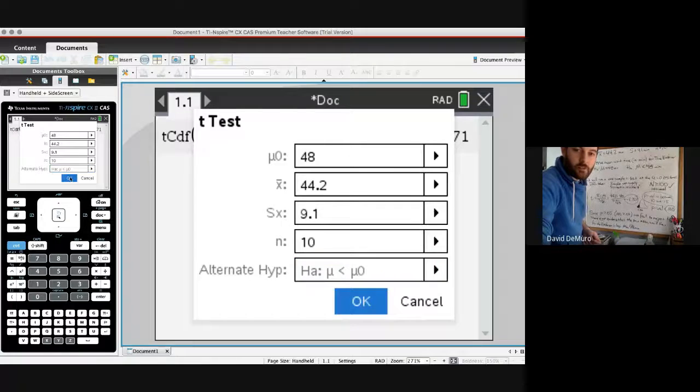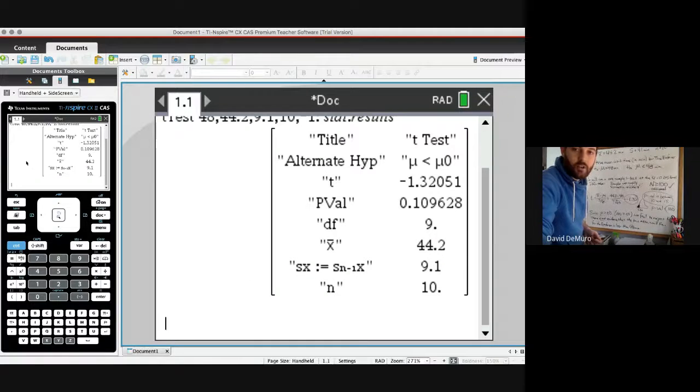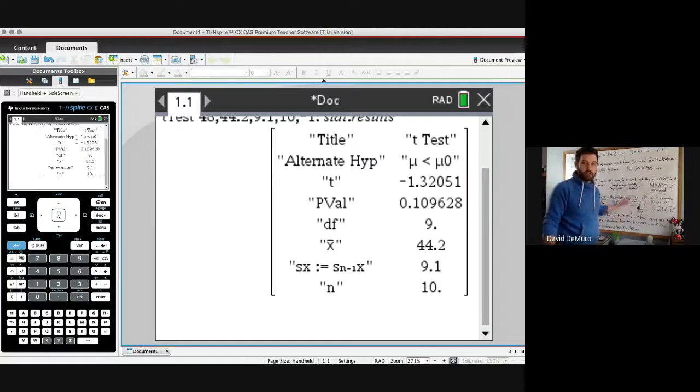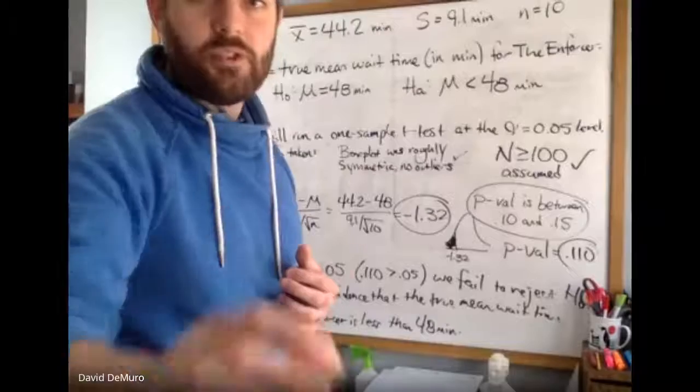All right, we've got all the summary statistics we need. So hit OK. It's going to give you your t-score of negative 1.32, just like we had calculated, with a p-value of 0.1096. We'll round that up to 0.110. If you're doing it this way, I would recommend just copy down everything it tells you. T equals negative 1.32. P-val equals 0.110. DF equals 9. And all that good stuff. So that's how you can take care of step 3 using the Inspire.